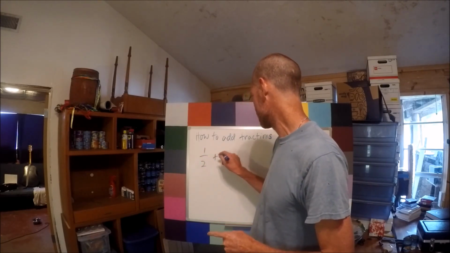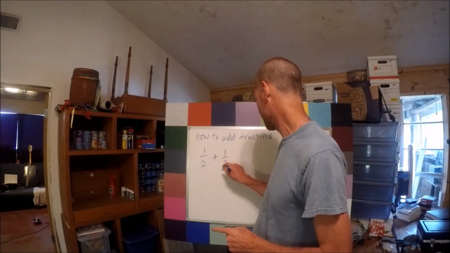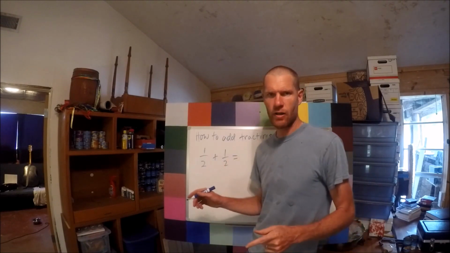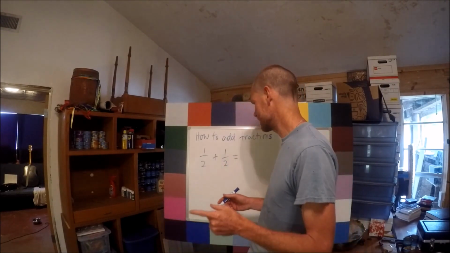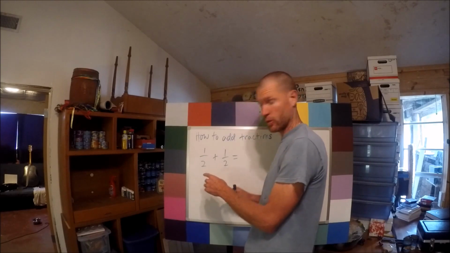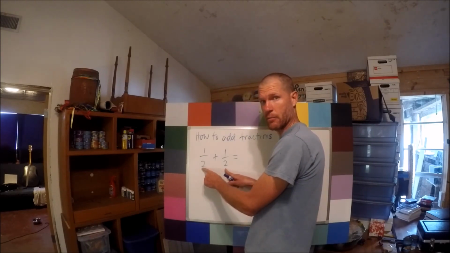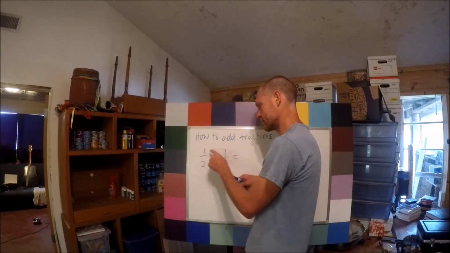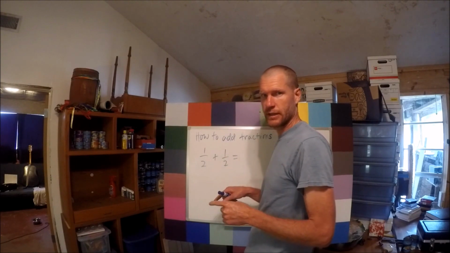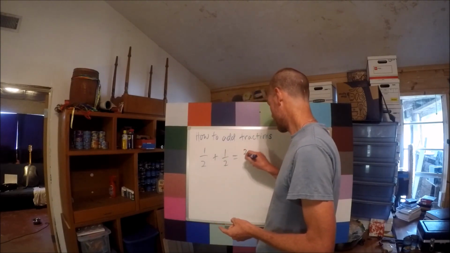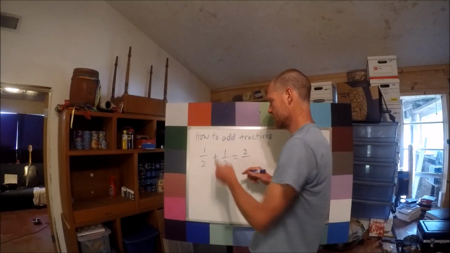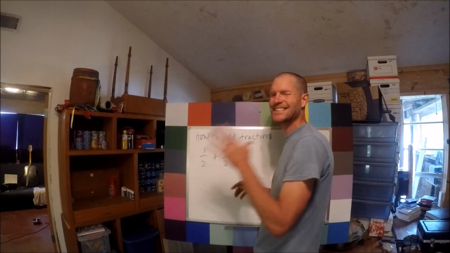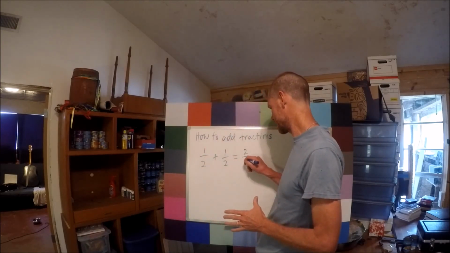1/2 plus 1/2. Okay, so this is super easy. All you have to do, if you're adding fractions and you have a common denominator, in other words, the denominator, the number on the bottom, is the same in both of them, all you have to do is add the numerators. 1 plus 1 is 2, so the numerator became 2. The denominator just stays the same.